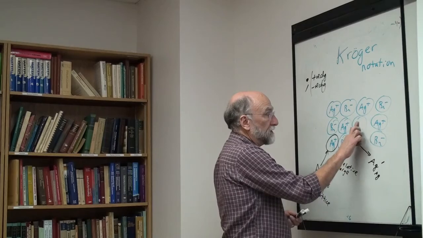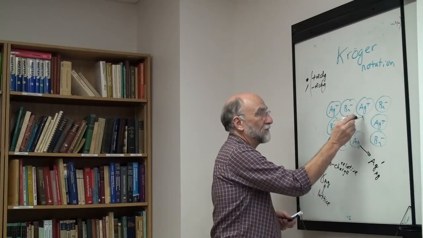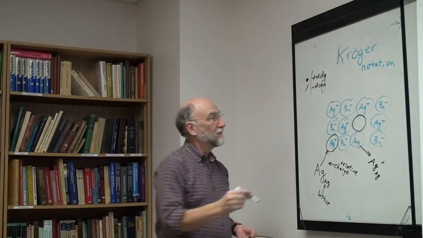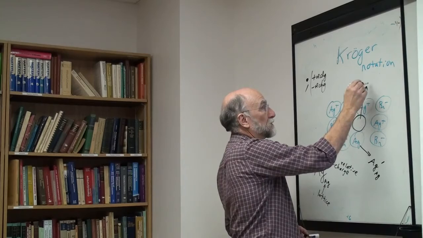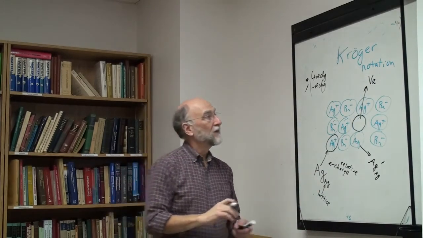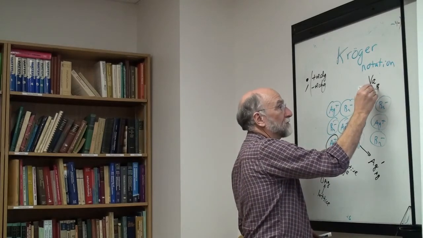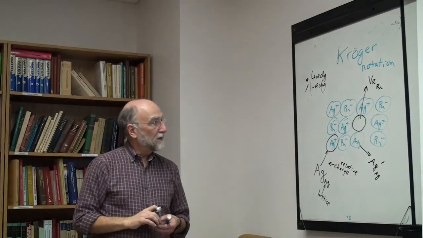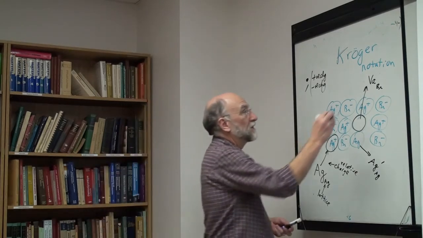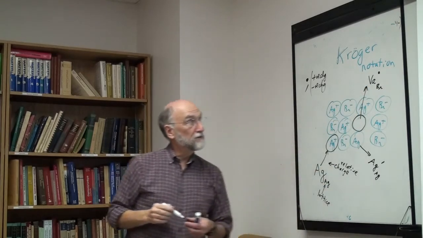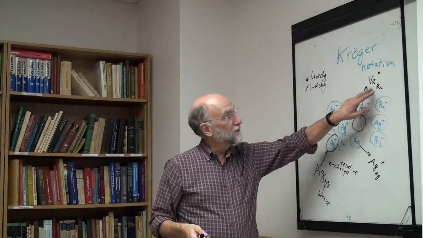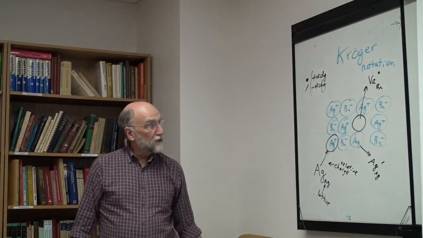Suppose we have a vacancy on a bromine site. V is the symbol for vacancy. It's on the bromine lattice, and normally there'd be a negative charge there. Now there's no charge there, so it's a positive charge relative to what's normally there. So this is a vacancy on the bromine site with a positive charge relative to what's normal.